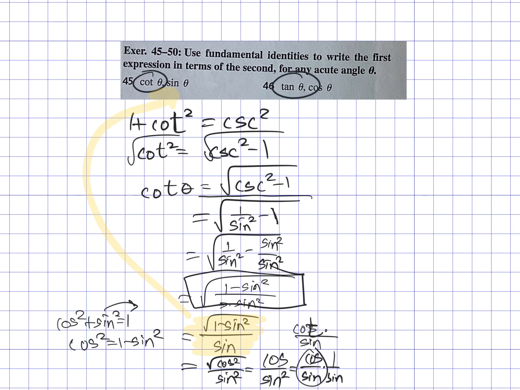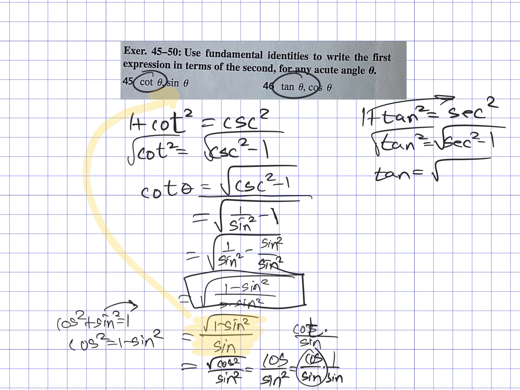Now we have tangent theta, so only use the tangent identity. So 1 plus the tangent squared equals secant squared. And now solve for tangent. Okay, so tangent squared equals secant squared minus 1. Take the square root, and the tangent is the square root of secant squared minus 1. Now we need it in terms of cosine, and that is 1 over the cosine squared minus 1.